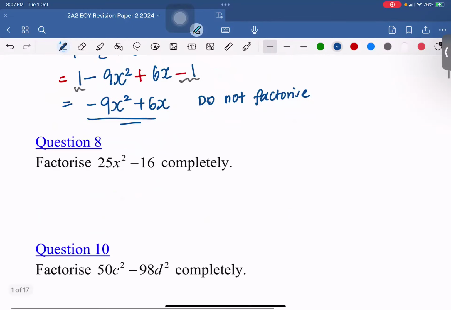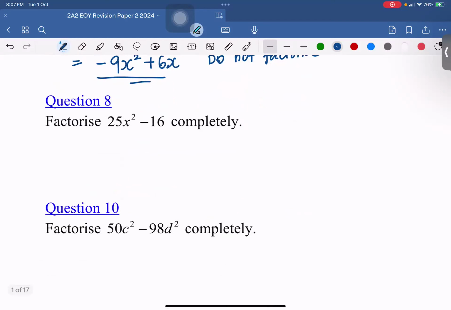Okay, next question, factorize this completely. This one has 2 terms. Anyone can tell me the special product that we need to use? A square minus B square. Correct, equals to A plus B, A minus B. Wonderful. Then what do we do?